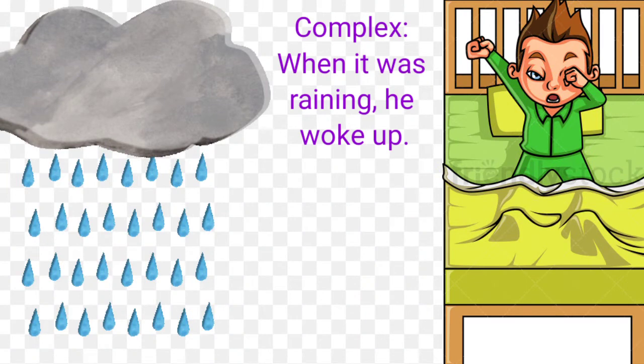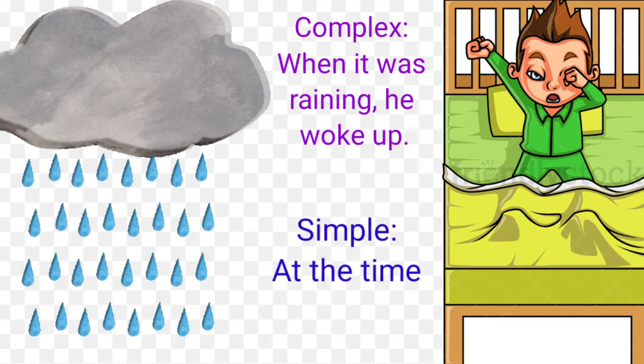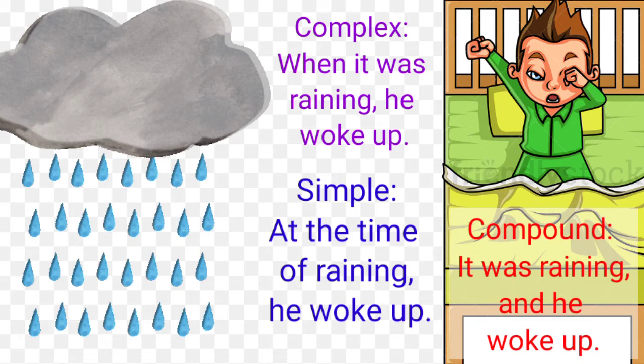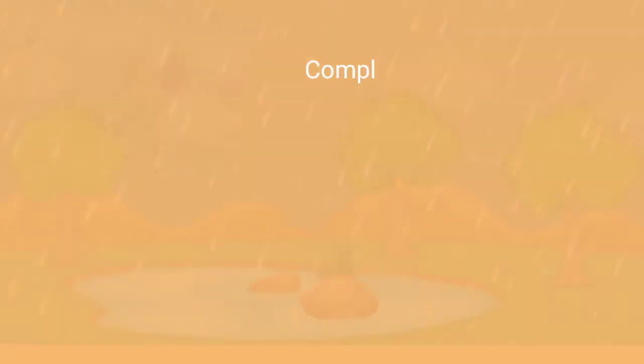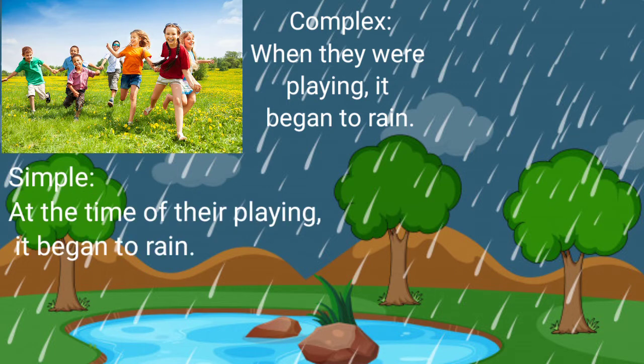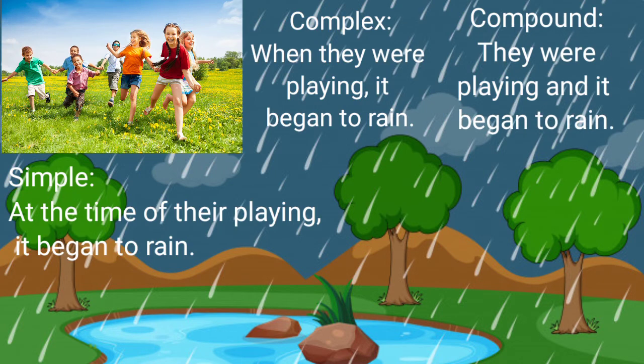For example, complex sentence, when it was raining he woke up. Simple sentence, at the time of raining he woke up. Compound sentence, it was raining and he woke up. Another example, complex sentence, when they were playing it began to rain. Simple sentence, at the time of their playing it began to rain. Compound sentence, they were playing and it began to rain.